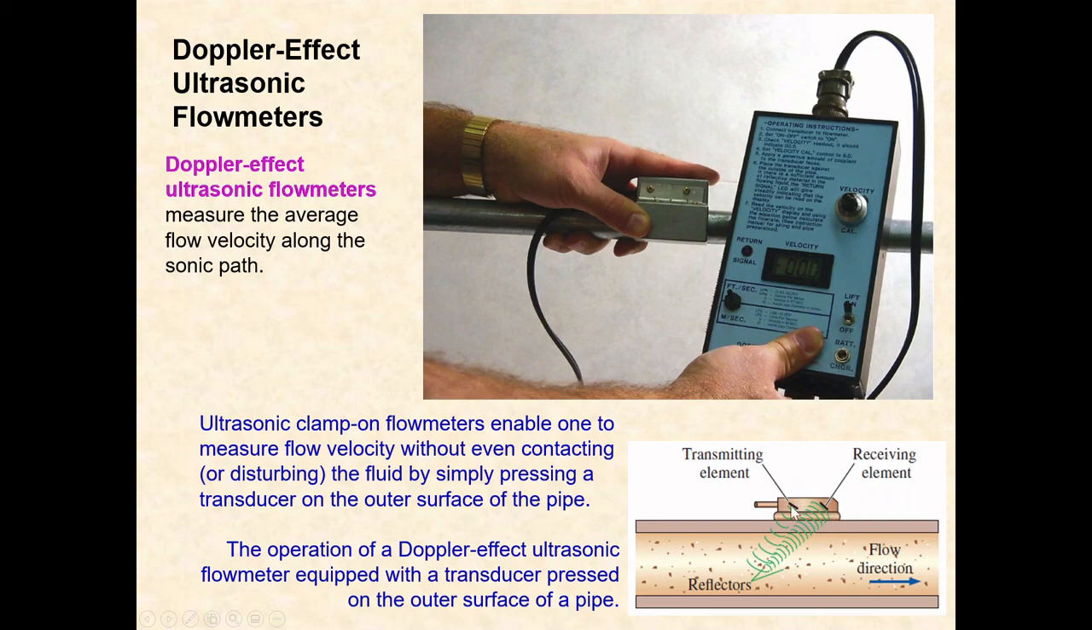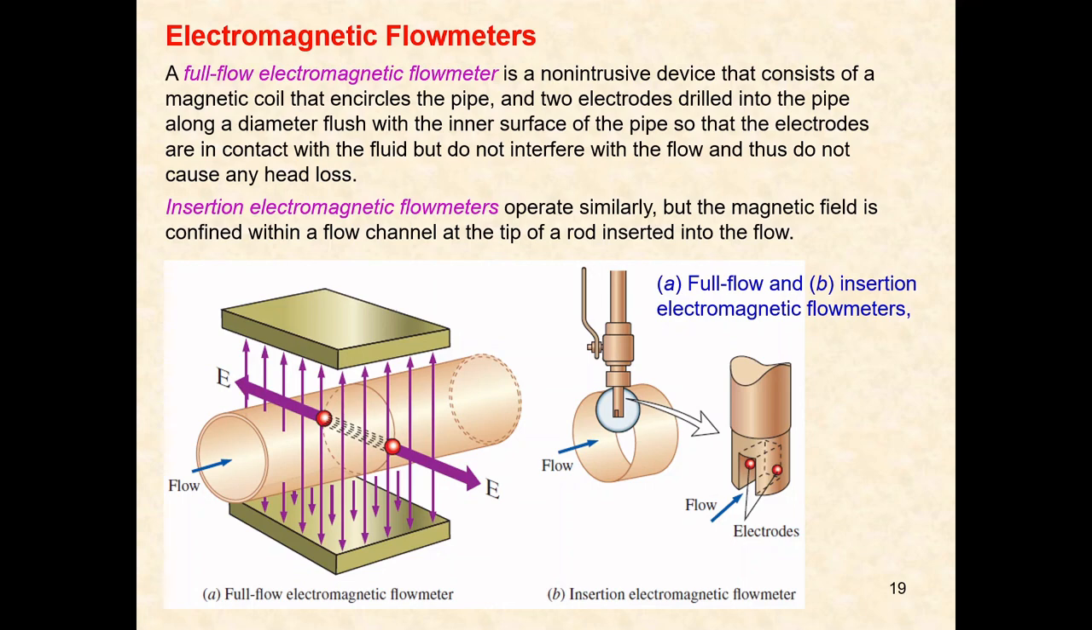Okay, so this is a transducer that sends a signal and also receives the signal. In the pipe is where the fluid or the liquid flows. Then we have this electromagnetic flow meter. So we have two examples: a full flow electromagnetic flow meter and also this insertion electromagnetic flow meter.